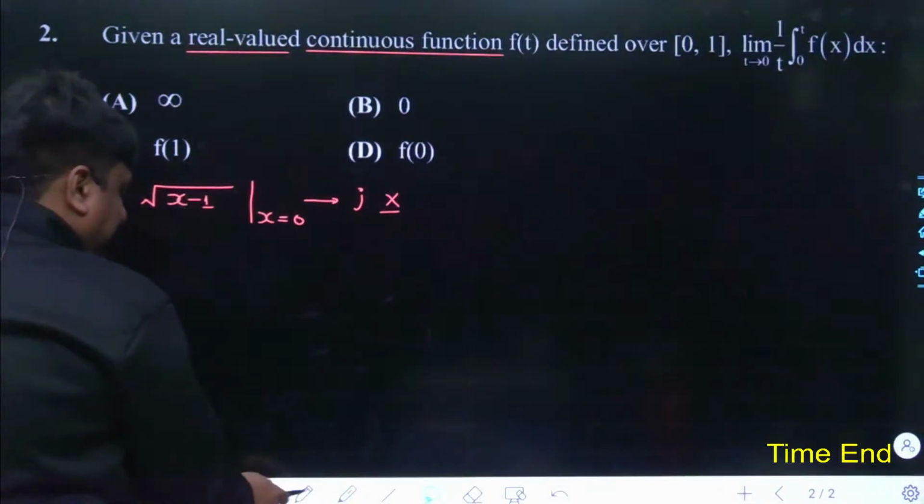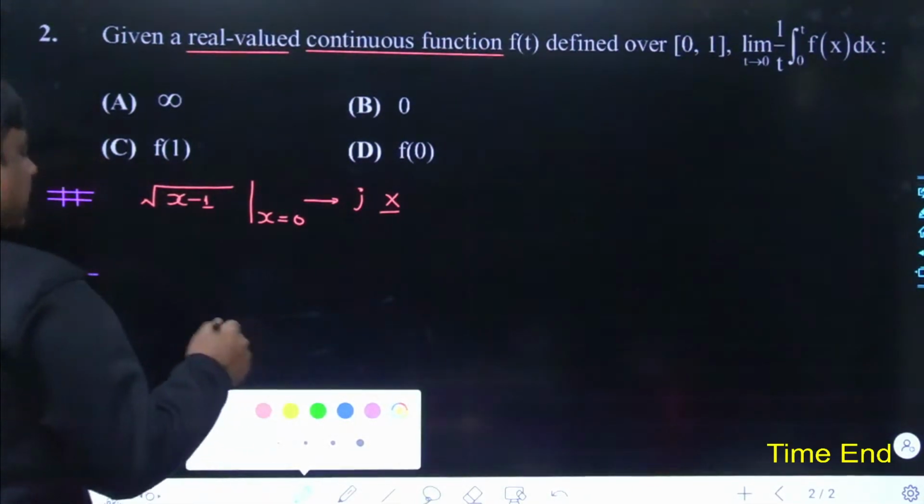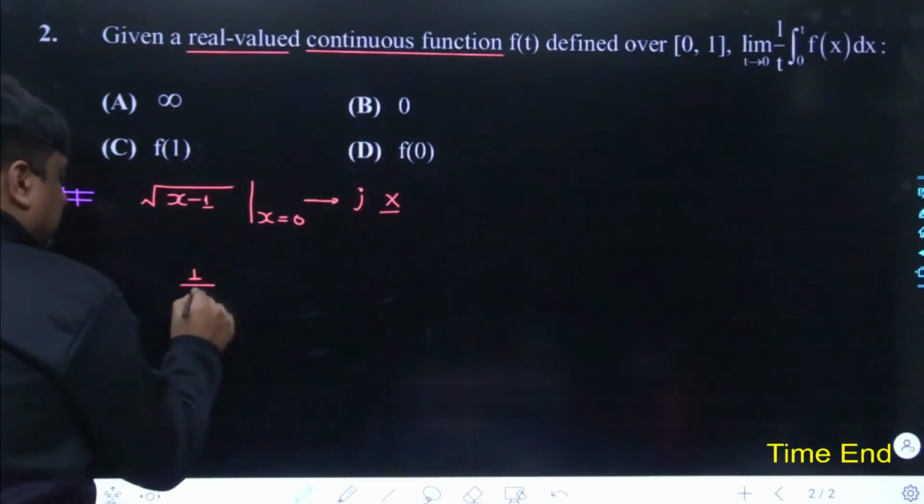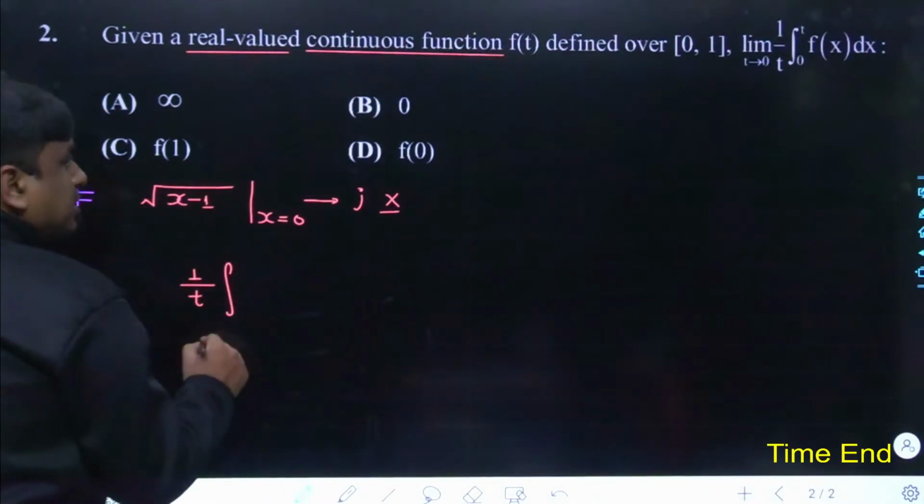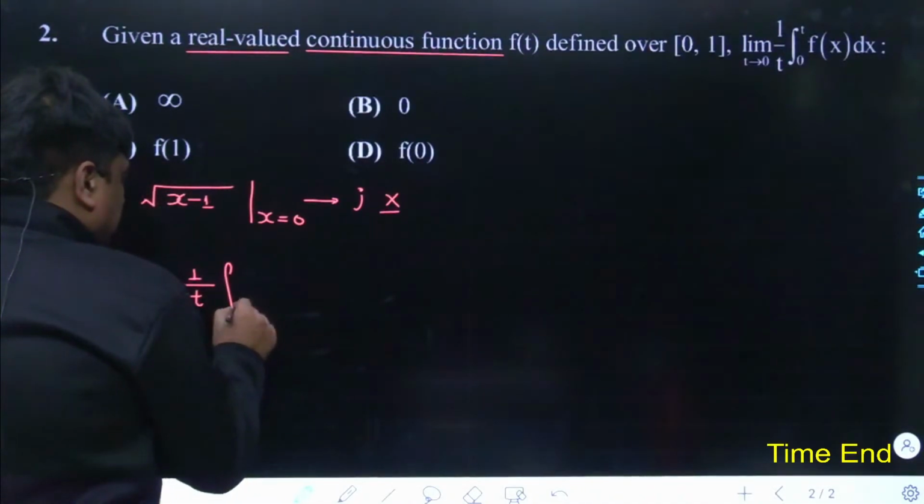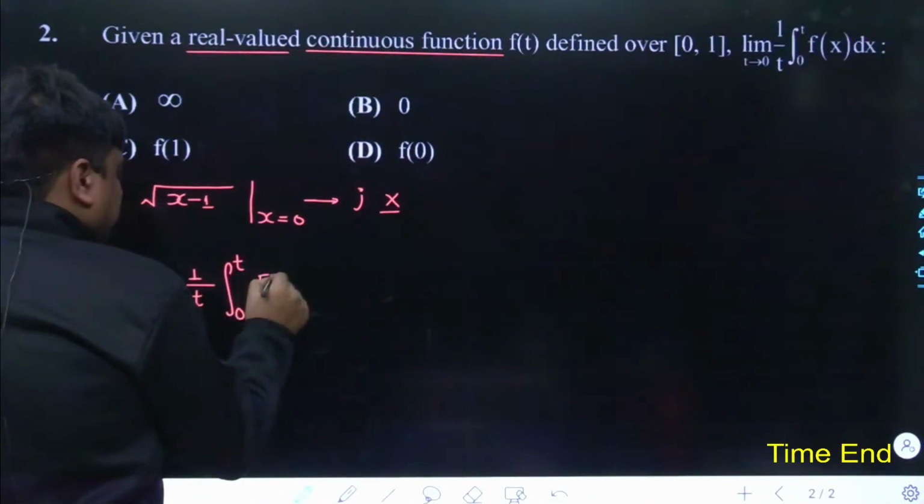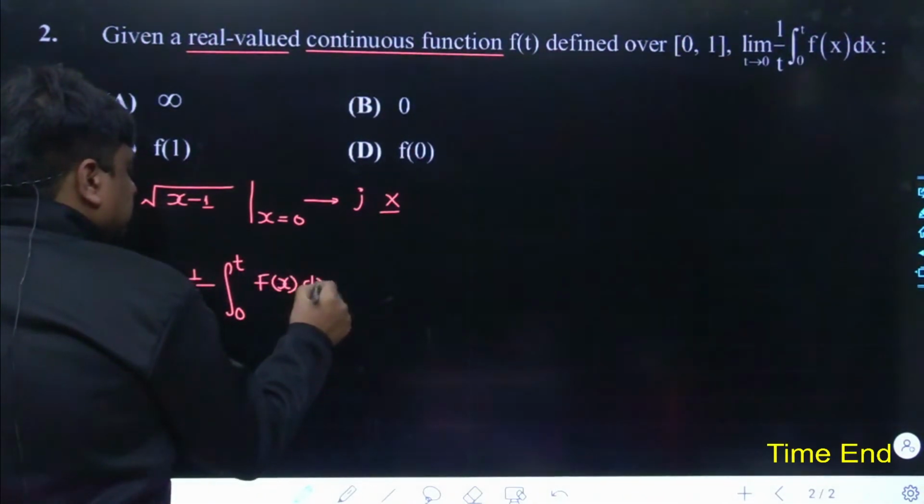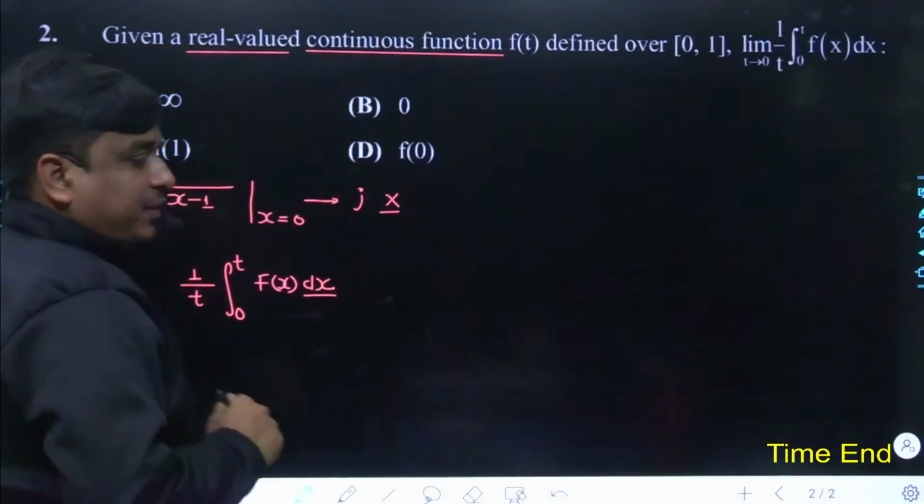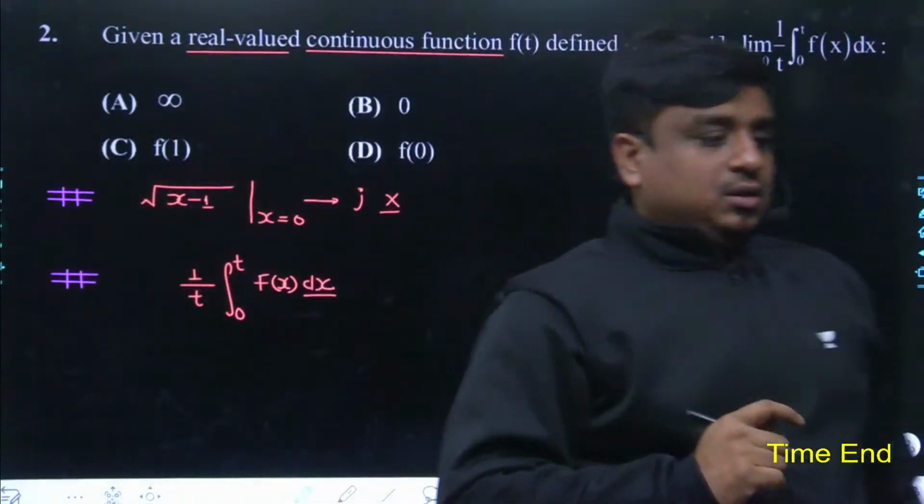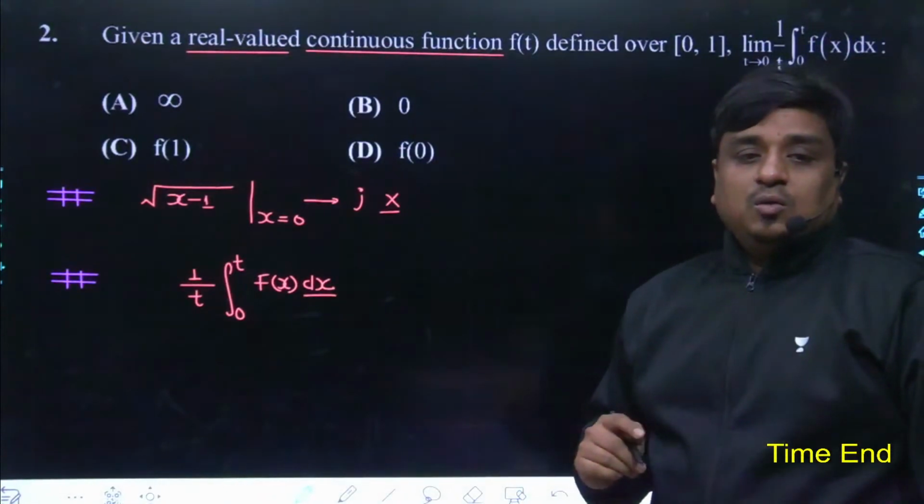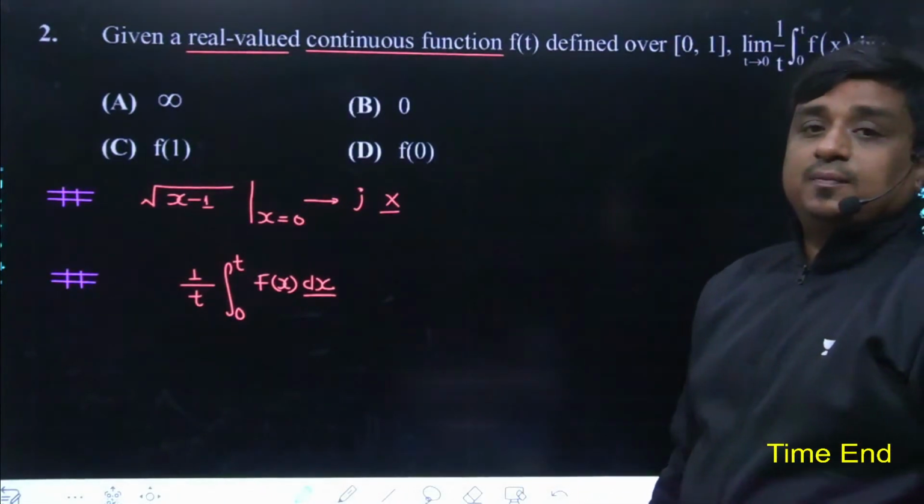Let me come back to this problem once again. Here they have focused on finding 1 upon t, where the integration is taken from 0 to t of f of x dx. Agreed?